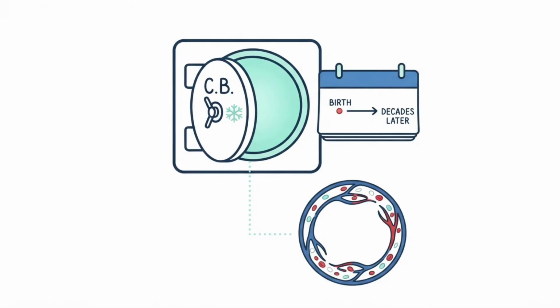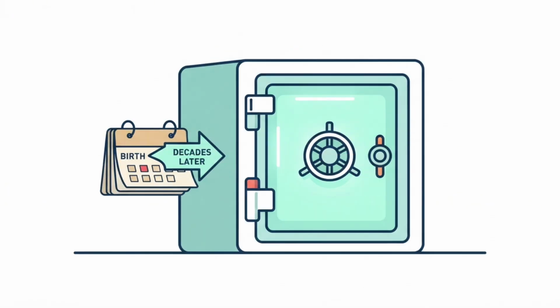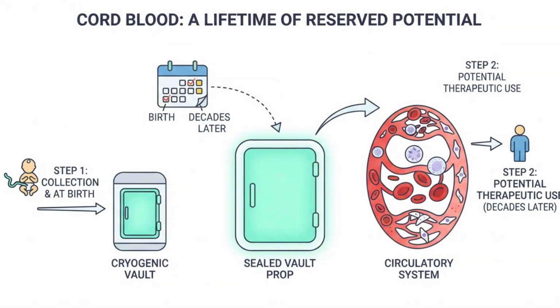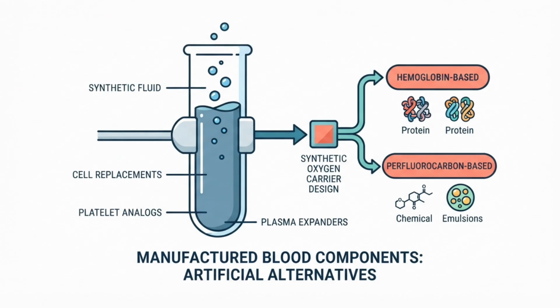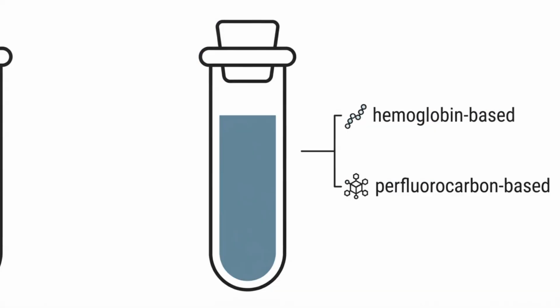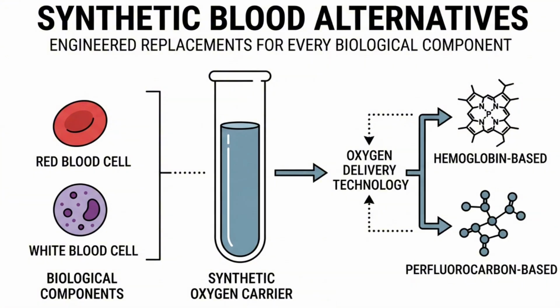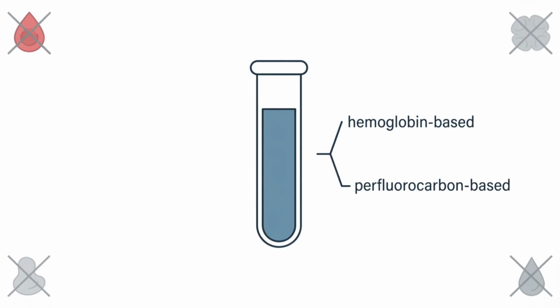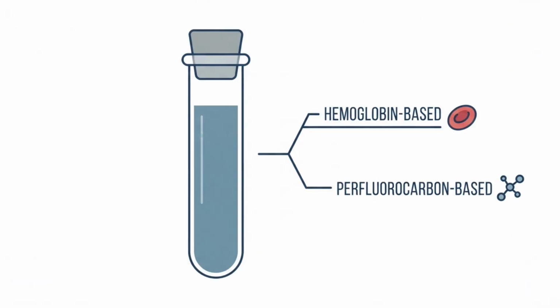Synthetic blood, more accurately called a blood substitute or artificial oxygen carrier, is an engineered fluid designed to perform some of blood's core functions without needing a human donor at all. Rather than being grown, it's manufactured, using one of two main approaches: hemoglobin-based oxygen carriers that use purified or lab-produced hemoglobin, or perfluorocarbon-based fluids that can dissolve unusually large amounts of oxygen directly into a synthetic liquid.